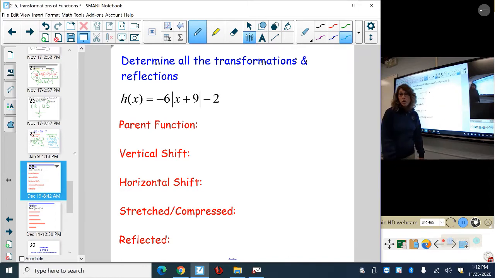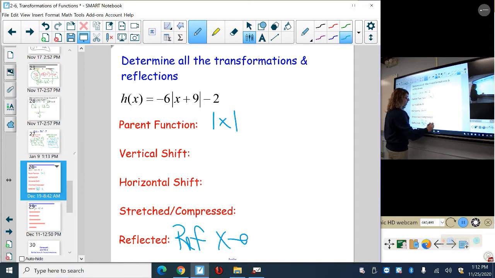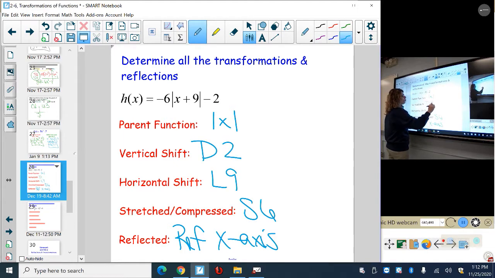Up, down, left, right, stretch, compress, reflect. So this is just review from yesterday. So what is my parent function? My parent function is going to be the absolute value. What does the negative do? The negative's on the outside, so therefore it's reflected over the x-axis. 6 is a stretch of 6, plus 9 is going to go left 9, and -2 is going to go down 2.